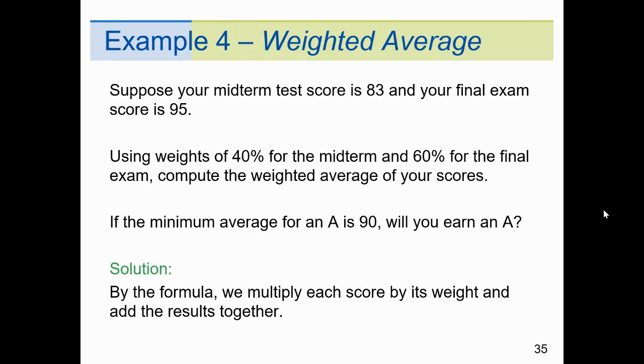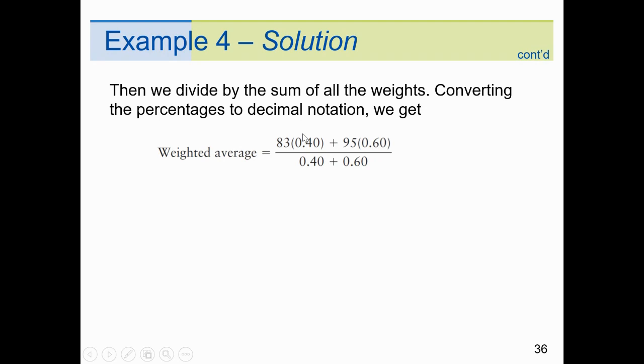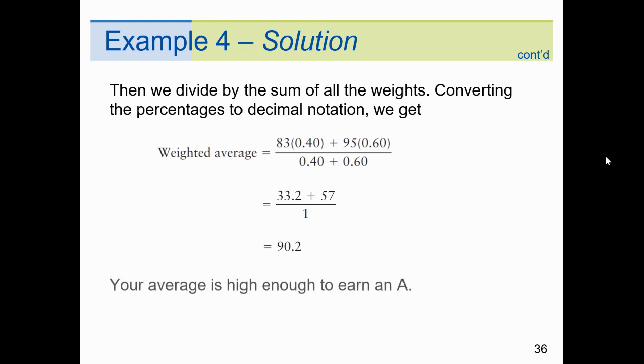By the formula, we multiply each score by its weight and add the results together. There's the score times the weight added with the score on the final times its weight, divided by the sum of the weights. The 40% and the 60% change to decimals. Notice this is going to add up to the whole number 1. 33.2 plus 57, you earned a 90.2. You get an A minus. Well, he says A.